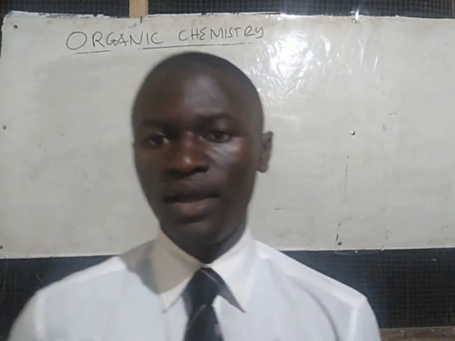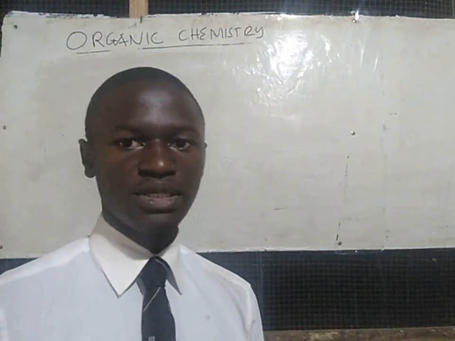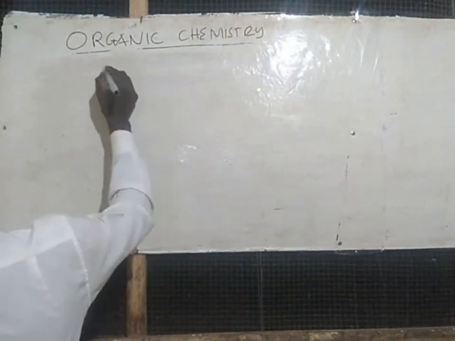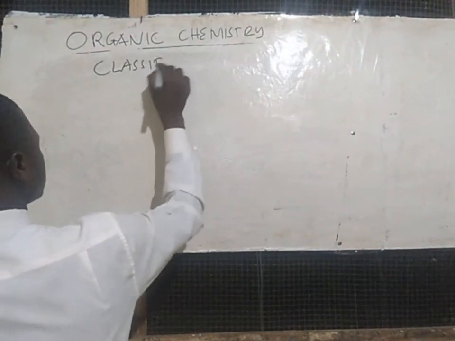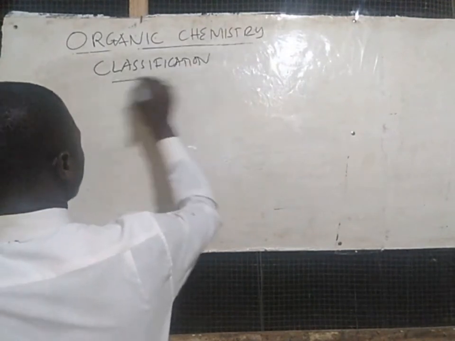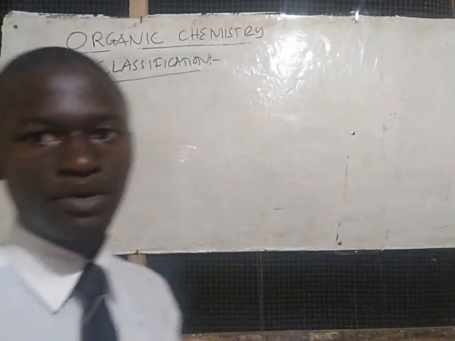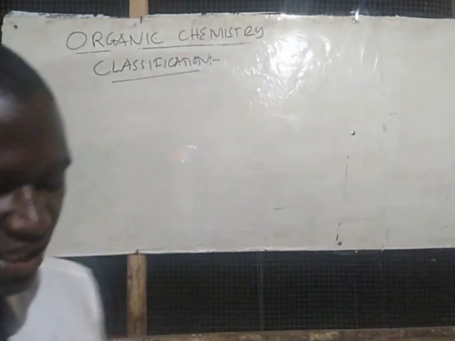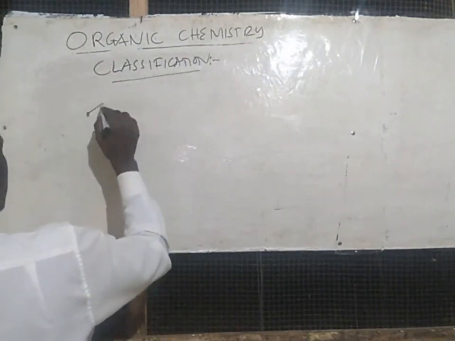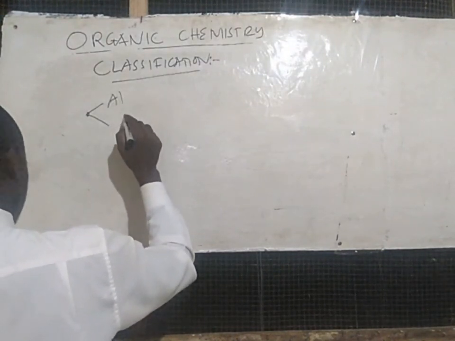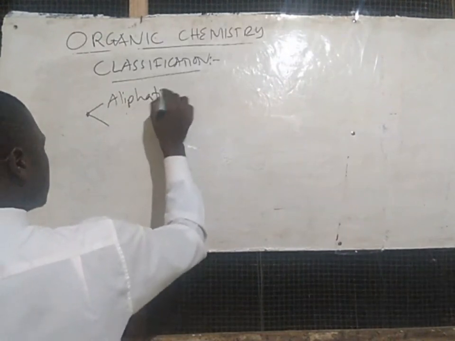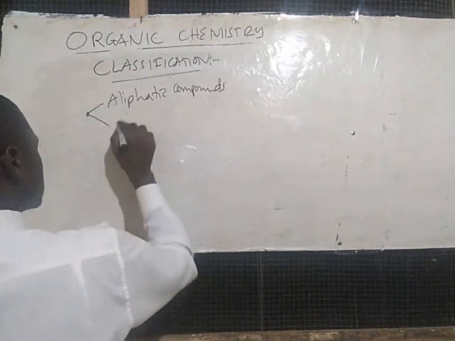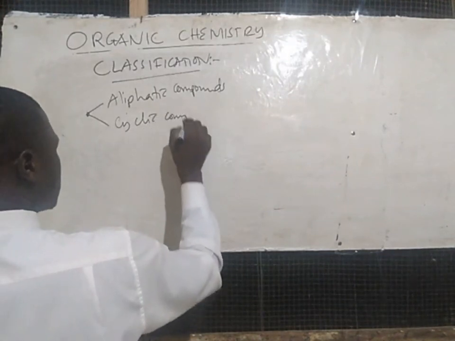So, let's do a quick classification of organic compounds, because we will study this in detail later. We have a variety of organic compounds, and in order to make their study easier, we need to classify them into groups. We have millions of organic compounds. The major families of organic compounds are aliphatic compounds and cyclic compounds.